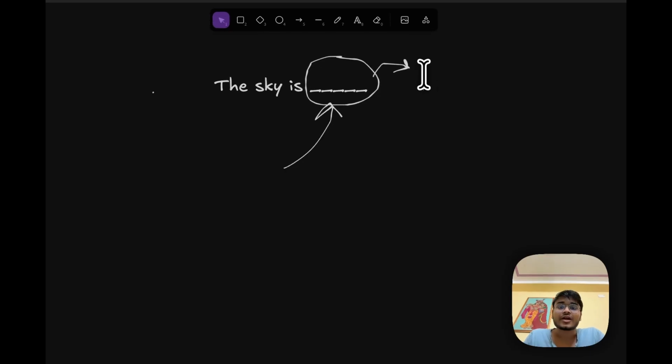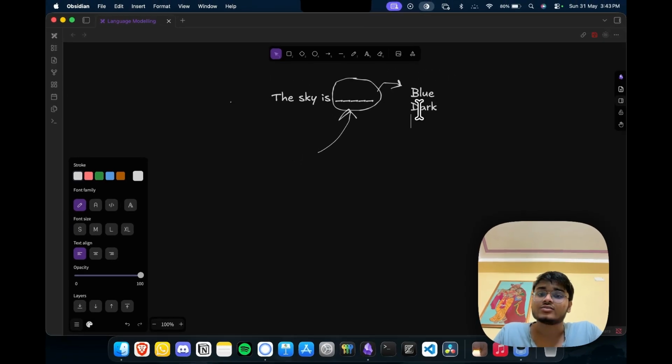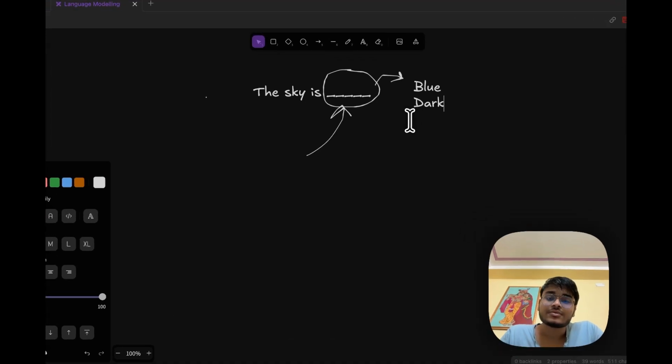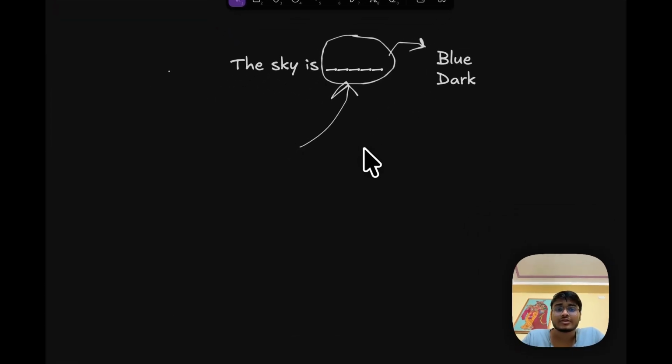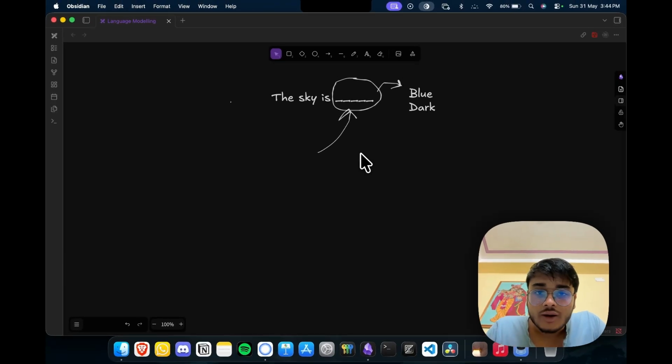Let's say this might be blue, this might be dark. There might be other possibilities, but let's assume there are two: blue and dark. If I say "the sky is blue" and "the sky is dark," how much probability do these two have? To identify this, we use something called language modeling.